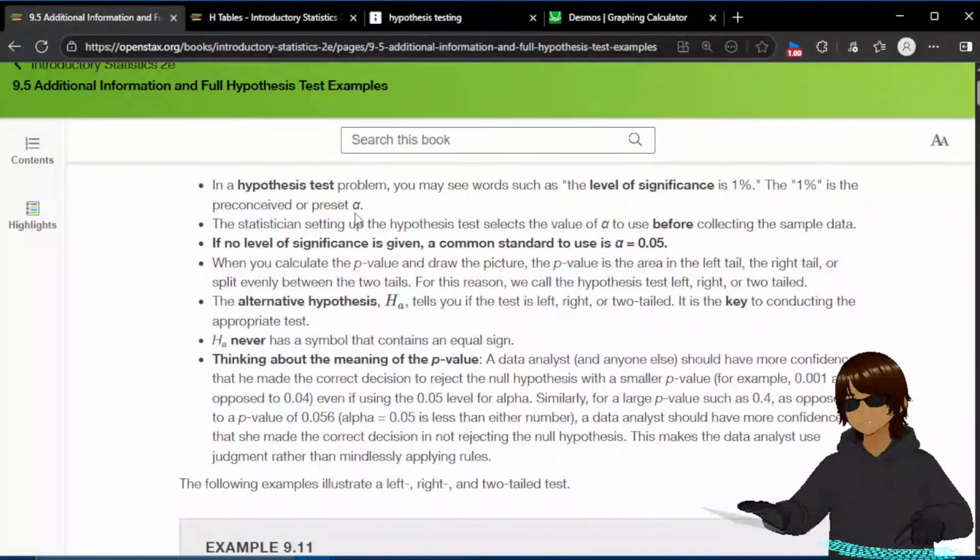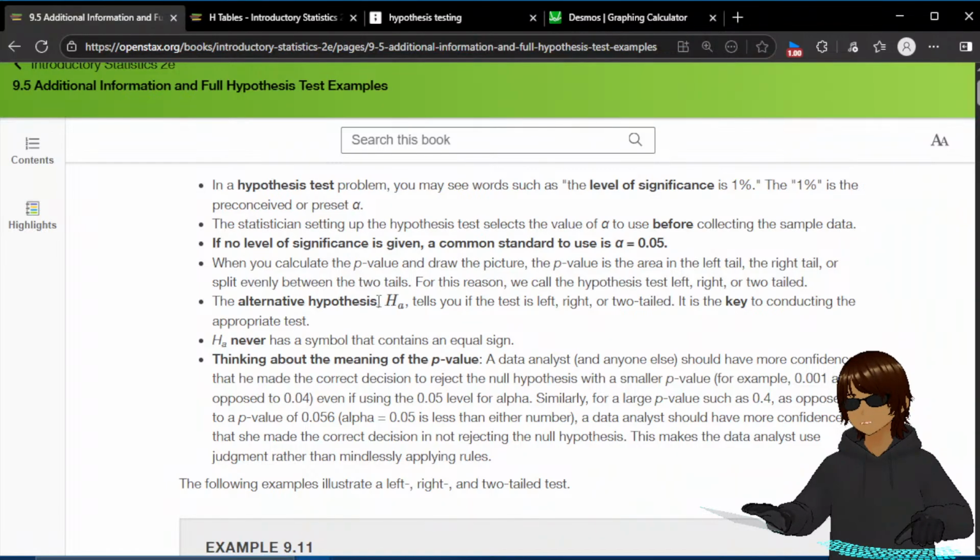The statistician setting up the null hypothesis selects the value of alpha to use before collecting the sample data. If no level of significance is given, a common standard is to use alpha as 0.05, or 5%. When you calculate the p-value and draw the picture, the p-value is the area in the left tail, the right tail, or split evenly between the two tails. For this reason, we call hypothesis tests left, right, or two-tailed.